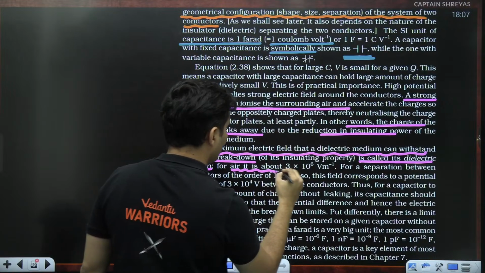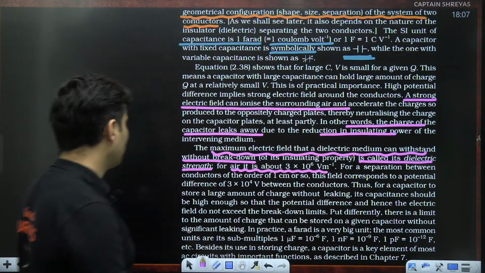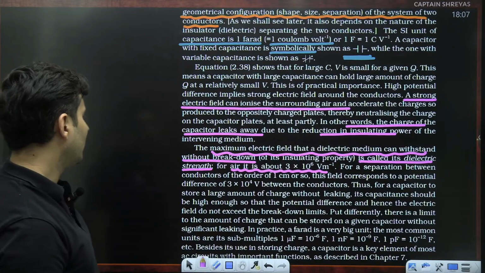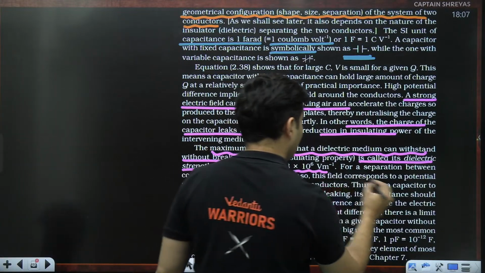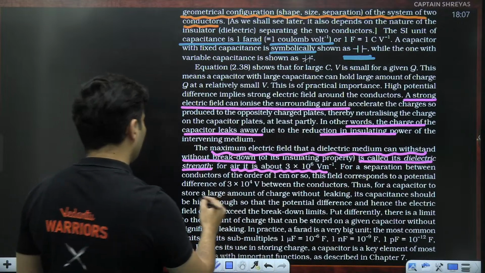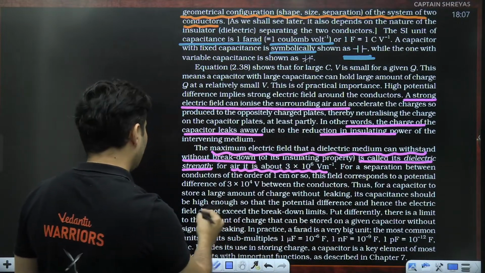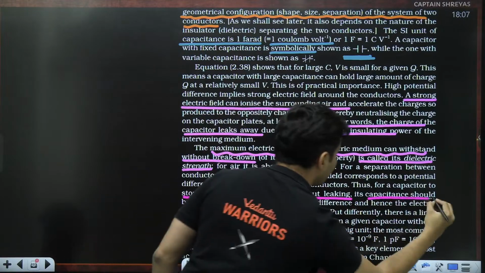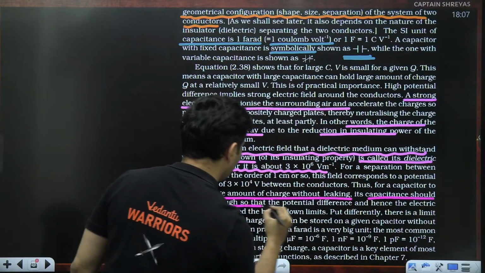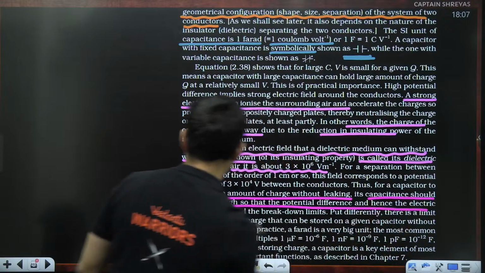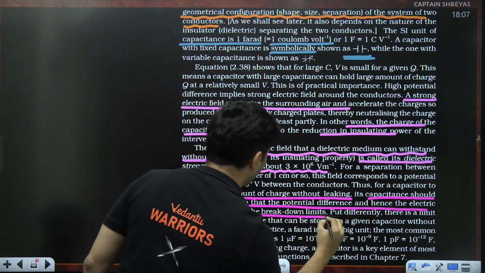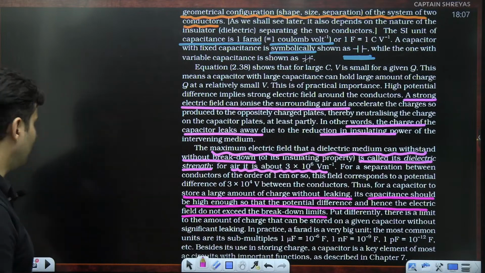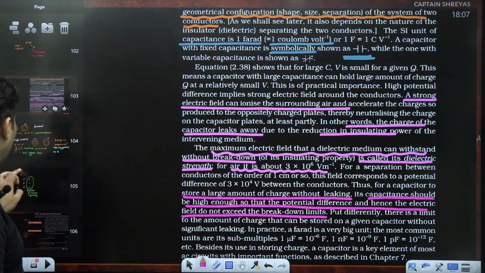For air, it is about 3 into 10 to the power 6. For a separation between conductors of 1 centimeter, the field corresponds to this much. Thus, they say, for a capacitor to store a large amount of charge without leaking, its capacitance should be high enough so that the potential difference, and hence the electric field, do not exceed the breakdown limits. Okay. So, what is the meaning of this particular statement?